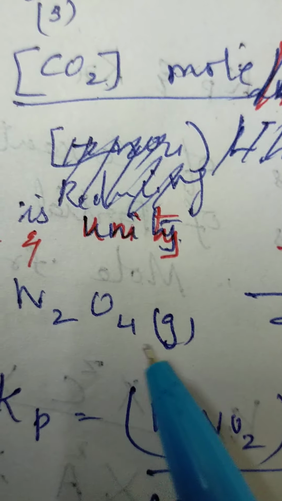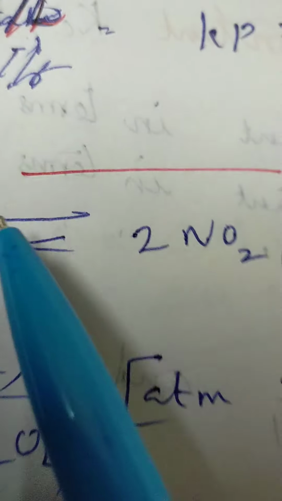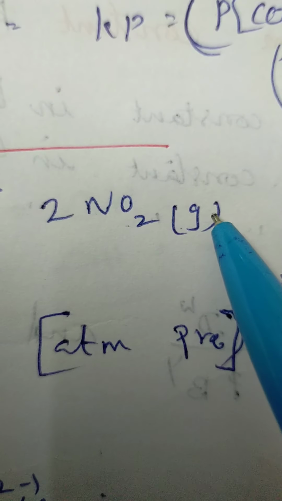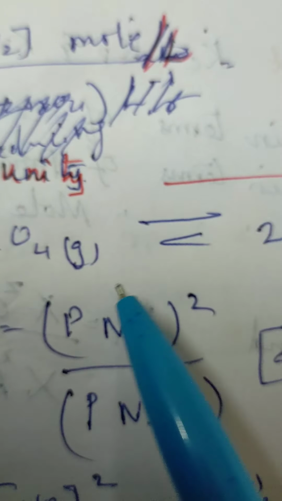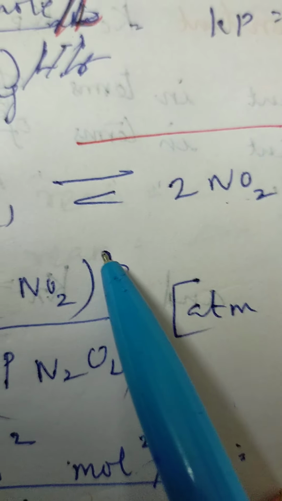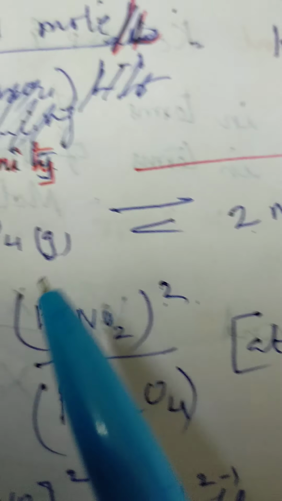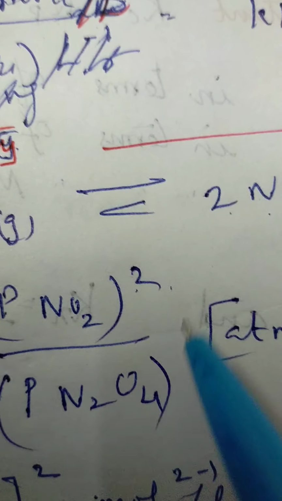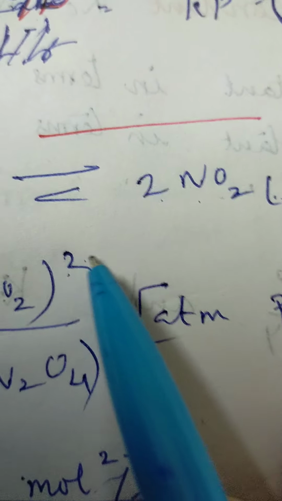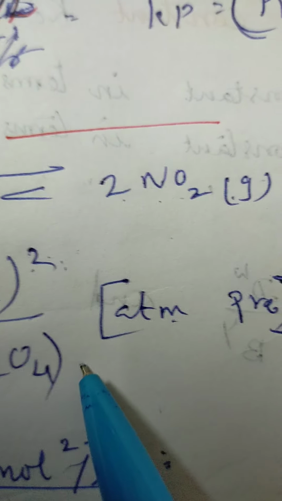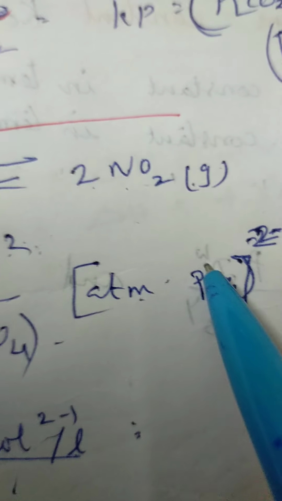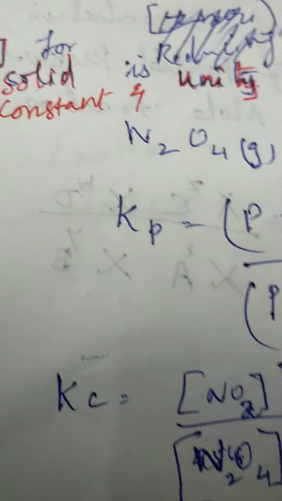Next example, N2O4 in gaseous state gives 2NO2 in gaseous state. Both are in gaseous state. So how to write Kp? Kp is equal to the pressure of NO2 squared, since the coefficient is 2, divided by the pressure of N2O4, with coefficient 1. The unit is atmosphere to the power 2 minus 1.